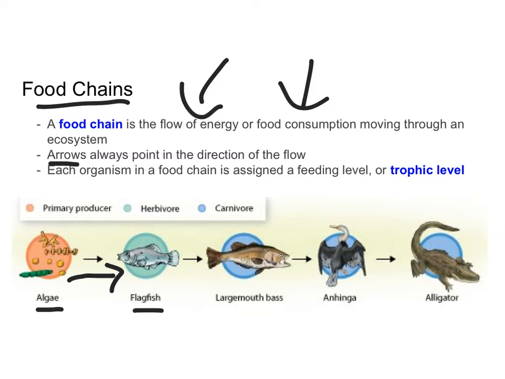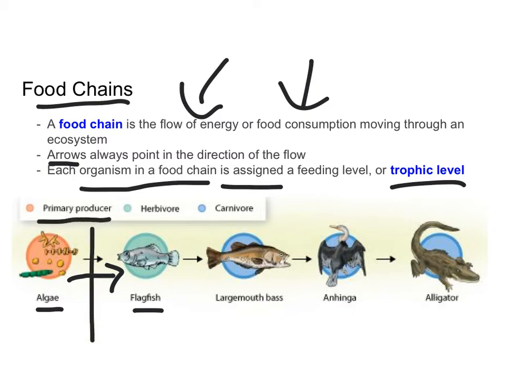So each organism in a food chain is assigned a level that we call a trophic level. So we know some of these. The algae is at the primary producer level. Whatever eats primary producers are called primary consumers, which we'll see in a little bit. Whatever eats that primary consumer is called the secondary consumer. Whatever eats that secondary consumer is called the tertiary consumer. So each of these levels, each of these names, is called a trophic level.